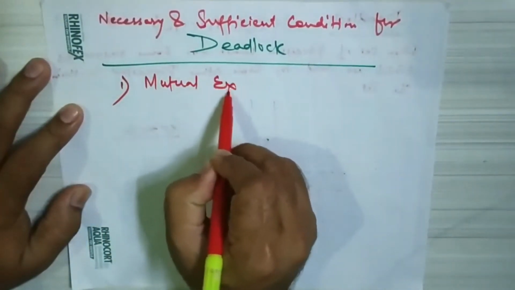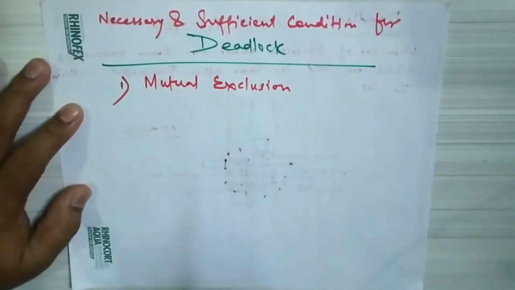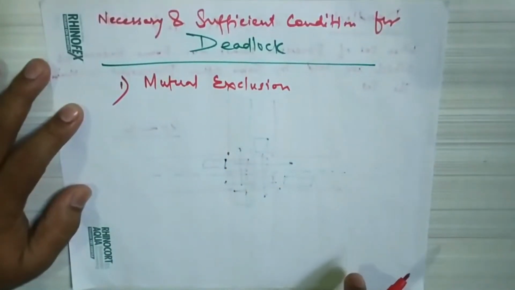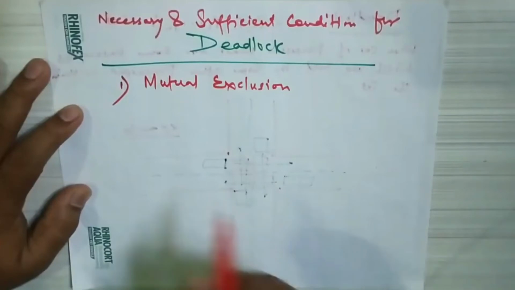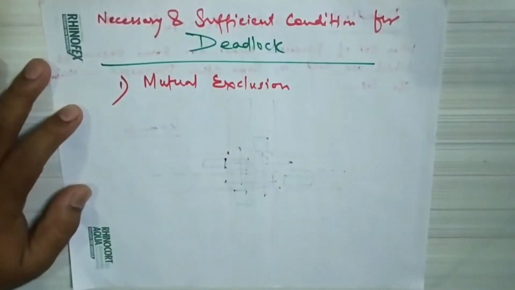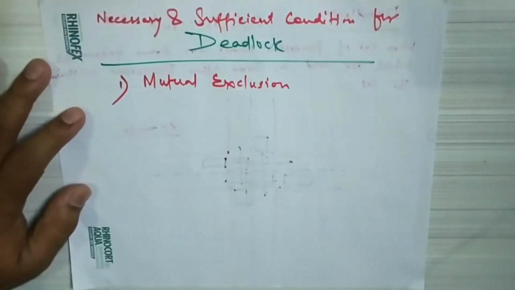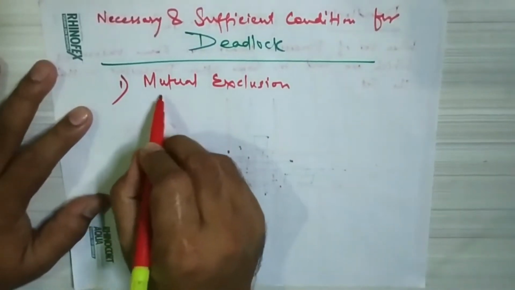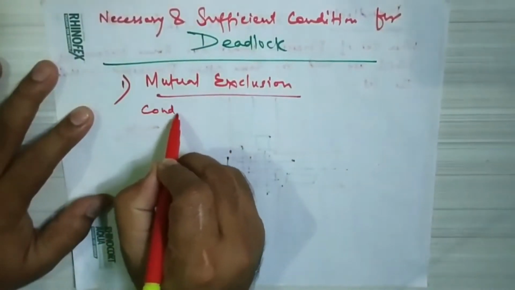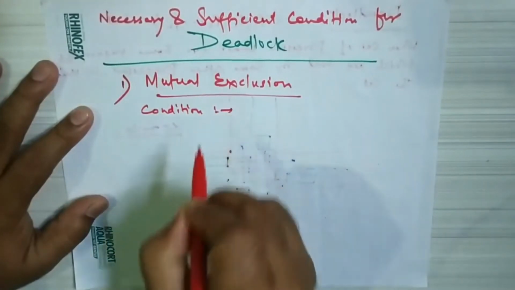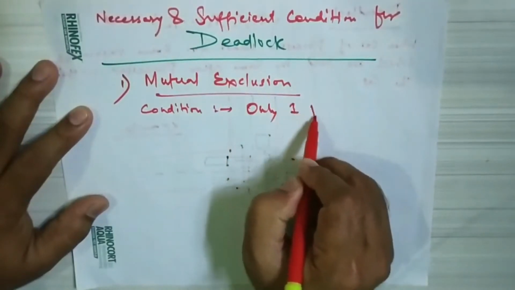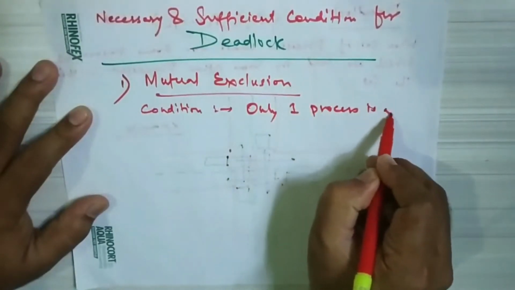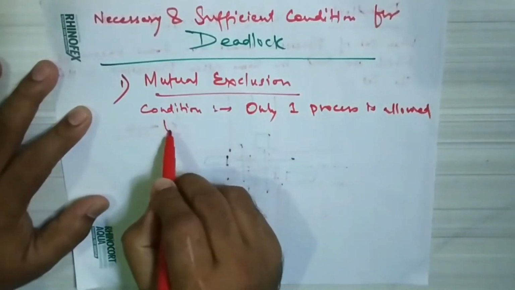Mutual exclusion. This is a concept we have seen in earlier videos. Mutual exclusion is the condition which says only one process is allowed to enter into the critical section. According to mutual exclusion, only one process may use the resource at a time.